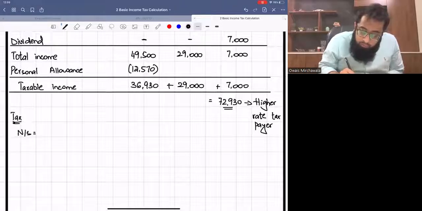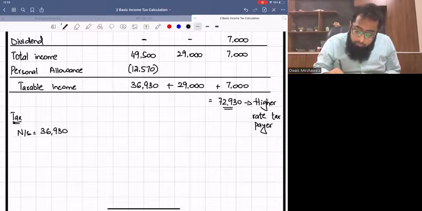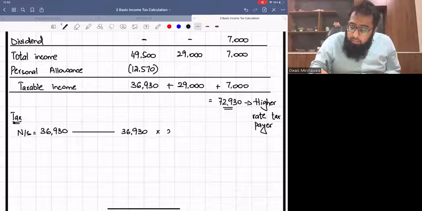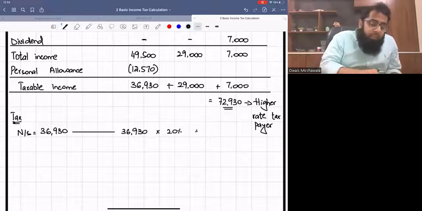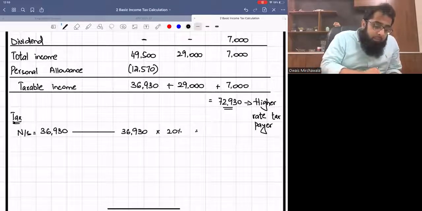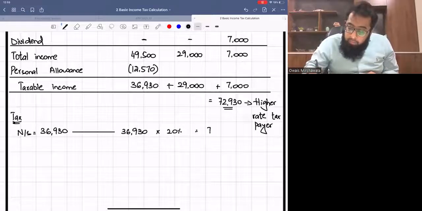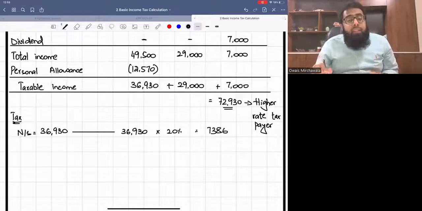First of all, non-saving income 36,930 lies in the basic rate band. Since basic rate band is still 37,700, 20%, 7,386.